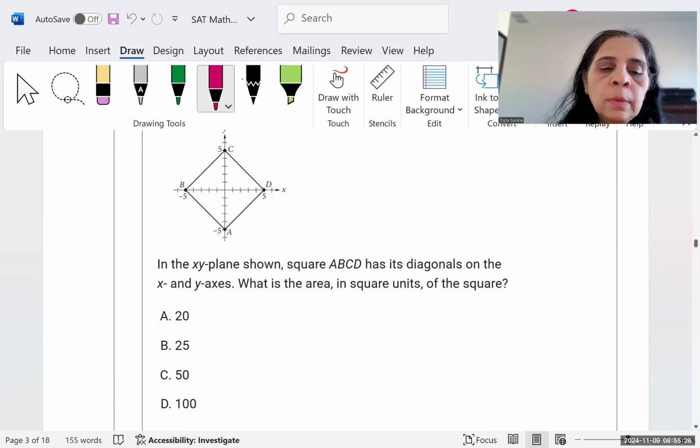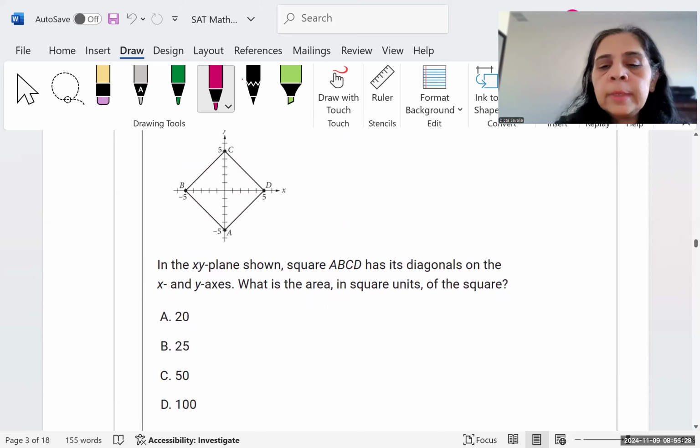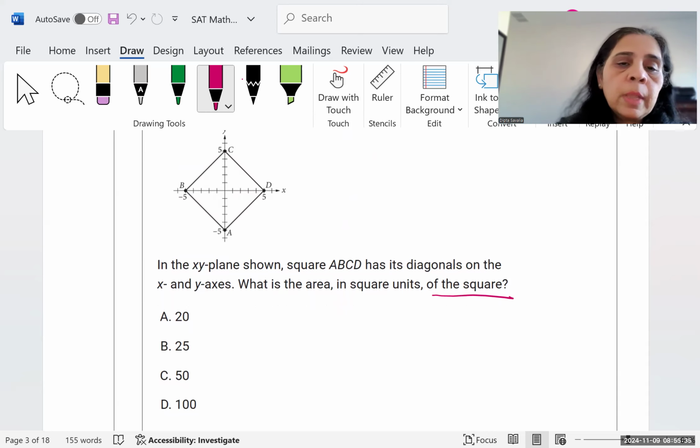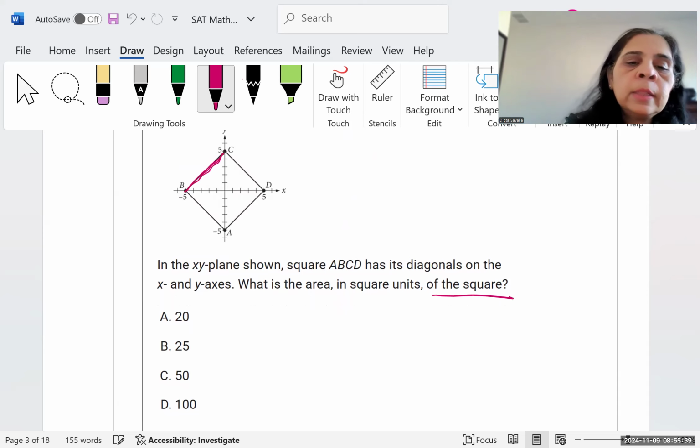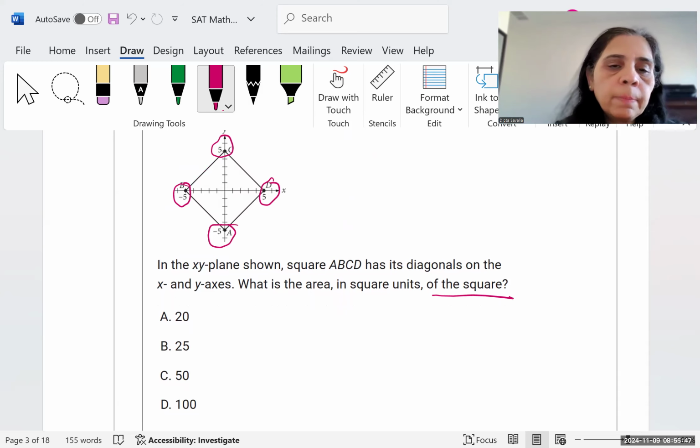Let's see number 12. A square has diagonals on the xy plane. What is the area in square units of the square? So we have to find the area of this square. We cannot find the exact side length. So what we can do here: first, we have the coordinates 5, 5, negative 5, negative 5. So we can find this length and this length.